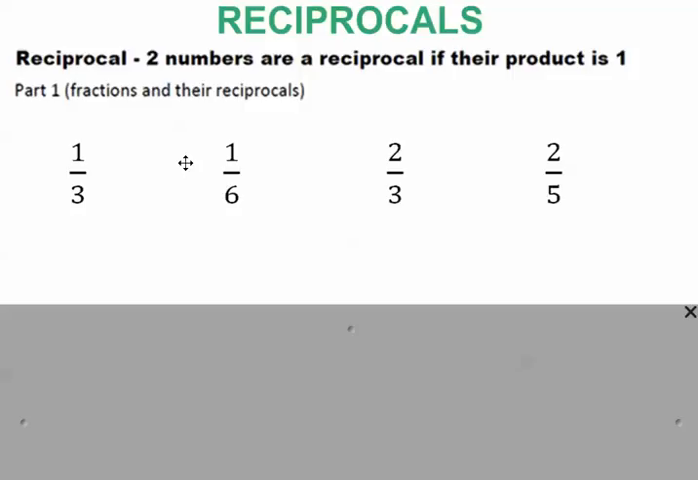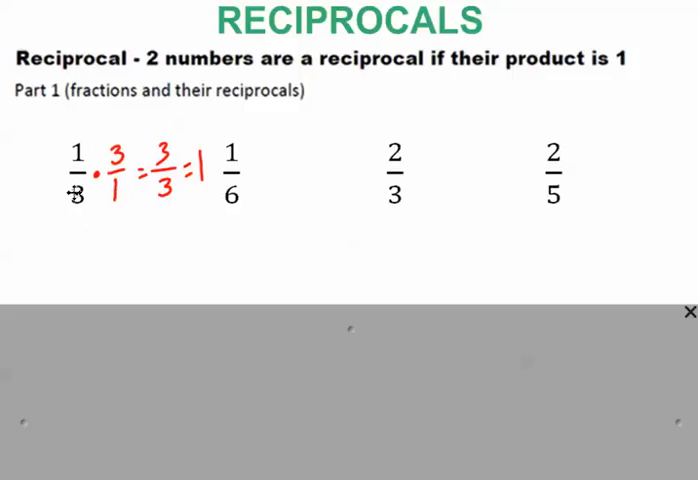Two numbers are reciprocals of each other if their product is equal to 1. That sounds really difficult, but all that means is if I have 1/3, I want to know what fraction I could multiply that by to equal 1. Well, if I flip this number, 1 times 3 is 3, and 3 times 1 is 3, which would equal 1. Okay? So 1/3's reciprocal is just 3 over 1. All it is is that number flipped.